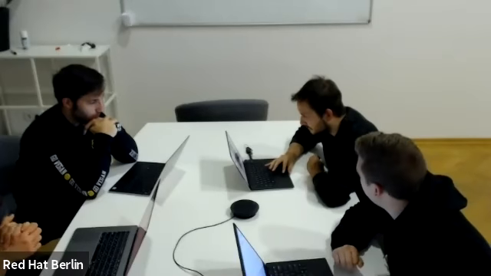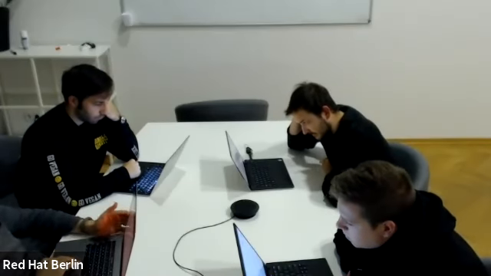Got it. When exactly is code freeze for 1.17? Does anybody know? I don't know. November 14th, says the doc. Okay, so right before KubeCon. Yeah, and basically two weeks.